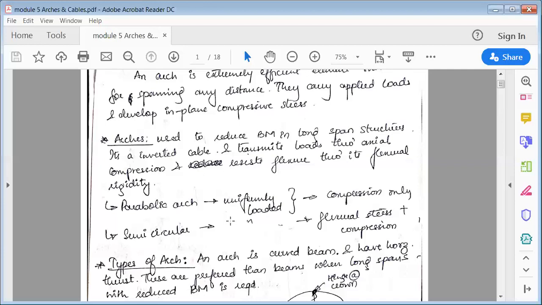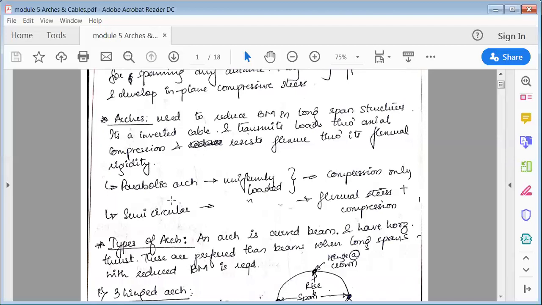There are two types of arches when you classify them according to the shape. One is parabolic and the other is semicircular. In a parabolic arch, the load gets uniformly distributed, and there exists only compression force. Whereas in a semicircular arch, they're again uniformly loaded, but there are two types of stresses taking place. One is the flexural stress, which means a bending stress. The other is compression stress.